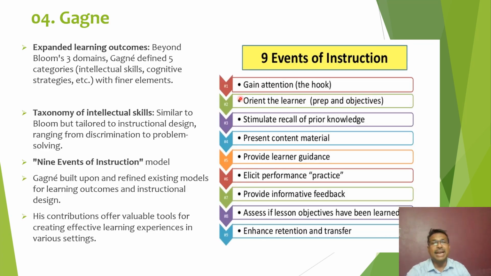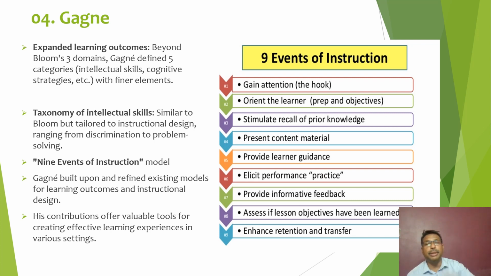We'll go to the next author, Gagne, which says nine events of instruction. Remember, this is from the top down. First is gaining attention. First, you should have some acumen towards particular knowledge. So gain attention, orient the learner as to what my objectives are. Can you grab their eyeballs, then their attention, and then their complete focus altogether. Stimulate the recall of prior knowledge. Present the content material. Provide learner guidance, elicit performance, practice, provide informative feedback, assess if the lesson objectives have been learned, and enhance retention and transfer as accordingly as possible.